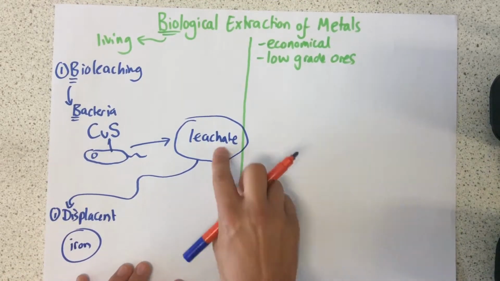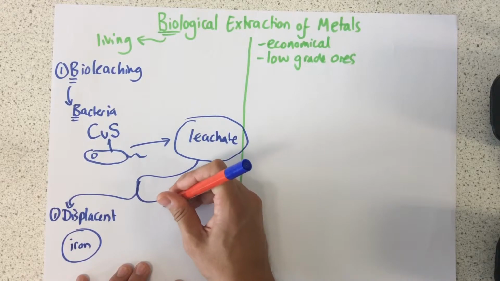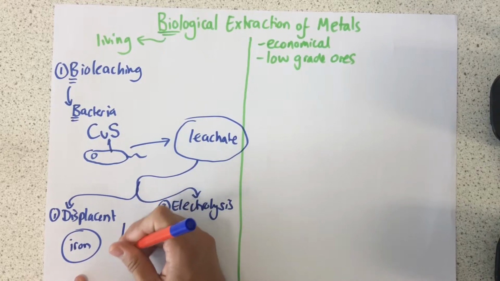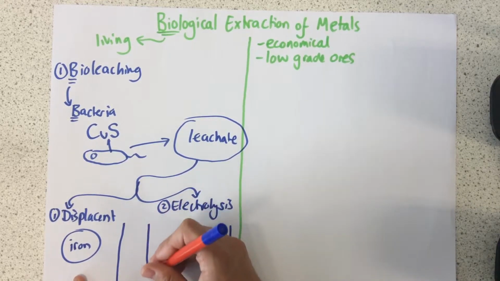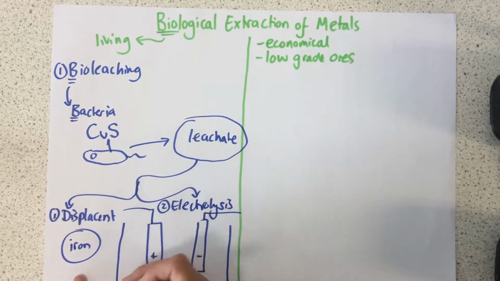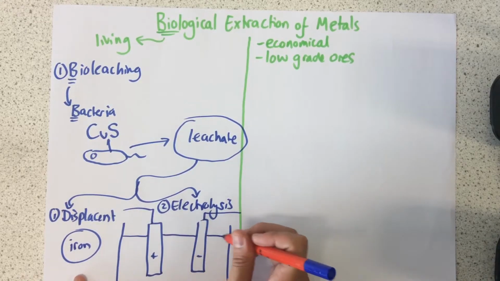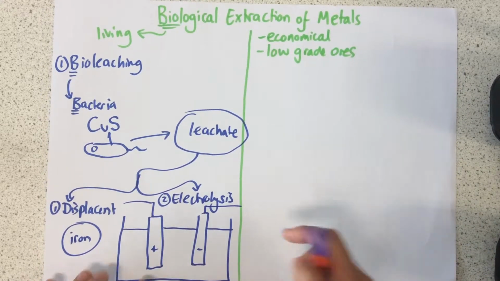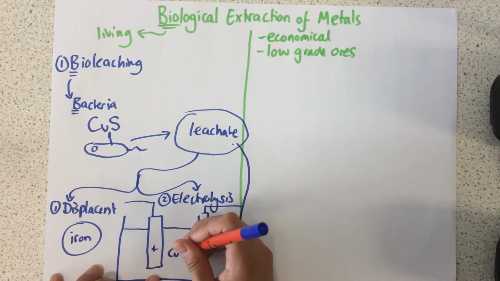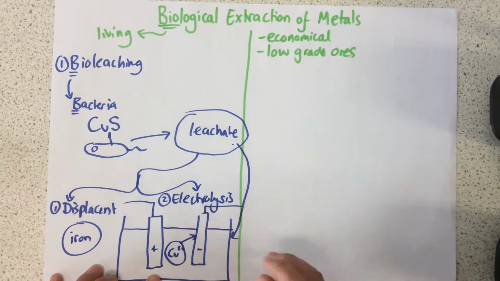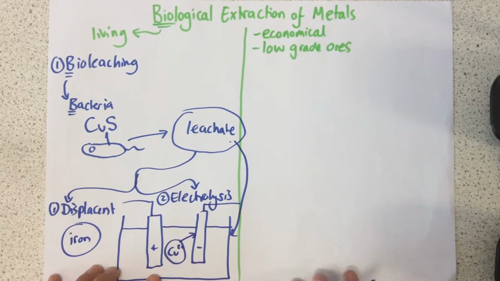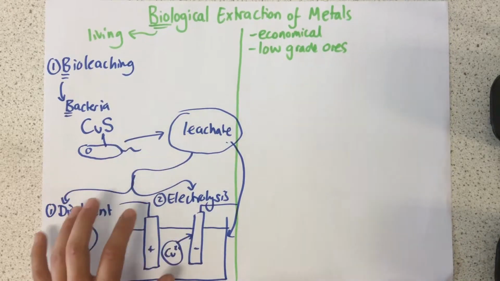The second thing that we could do to leachate is a process called electrolysis, because within the leachate there are copper ions. So in electrolysis we have two electrodes, a positive electrode and a negative electrode, and we pass an electric current through them. This is where we put the leachate, so both of these electrodes are within the leachate. What happens is the copper ions present within the leachate will go to the cathode, that's the negative electrode, because opposites attract, and this is where we can collect our copper. So that's the first method, bio-leaching.